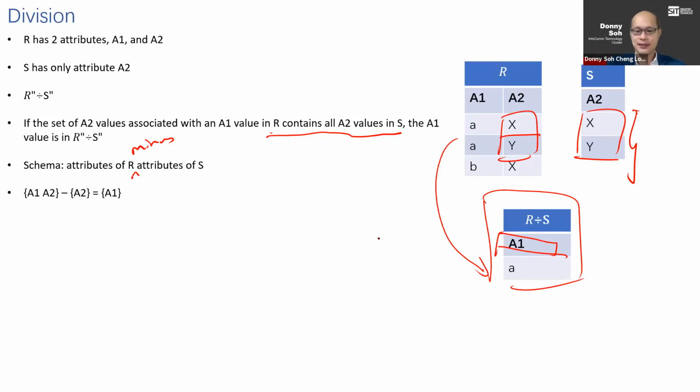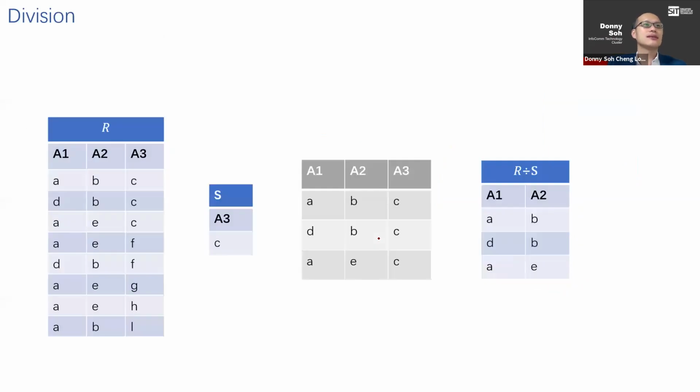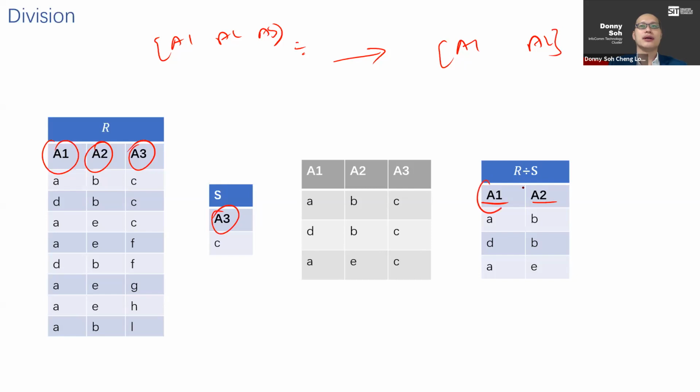Okay, good. Let's look at the next one. Let's look at this example. I have R, which is A1, A2, and A3, and this is table S with A3. When I do the division, my resultant will only have A1 and A2. So that's why A1 and A2.